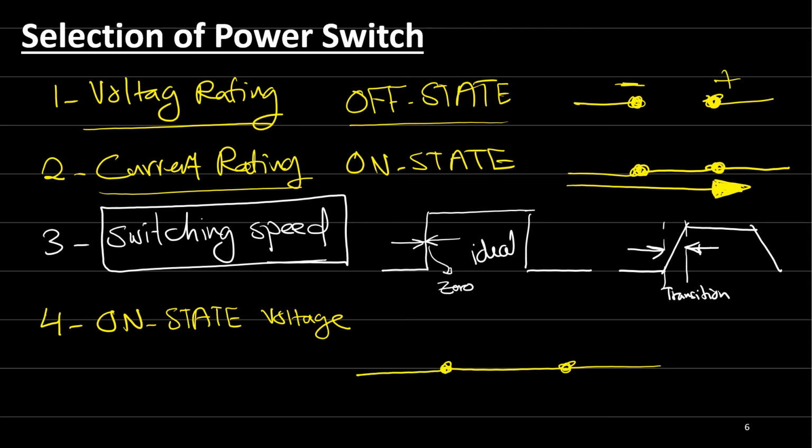And again, if we have larger voltage here, we have more losses. If we have 0 voltage here, then there is no losses. So we need to take care about these four characteristics when we select the switch device for our power converter.